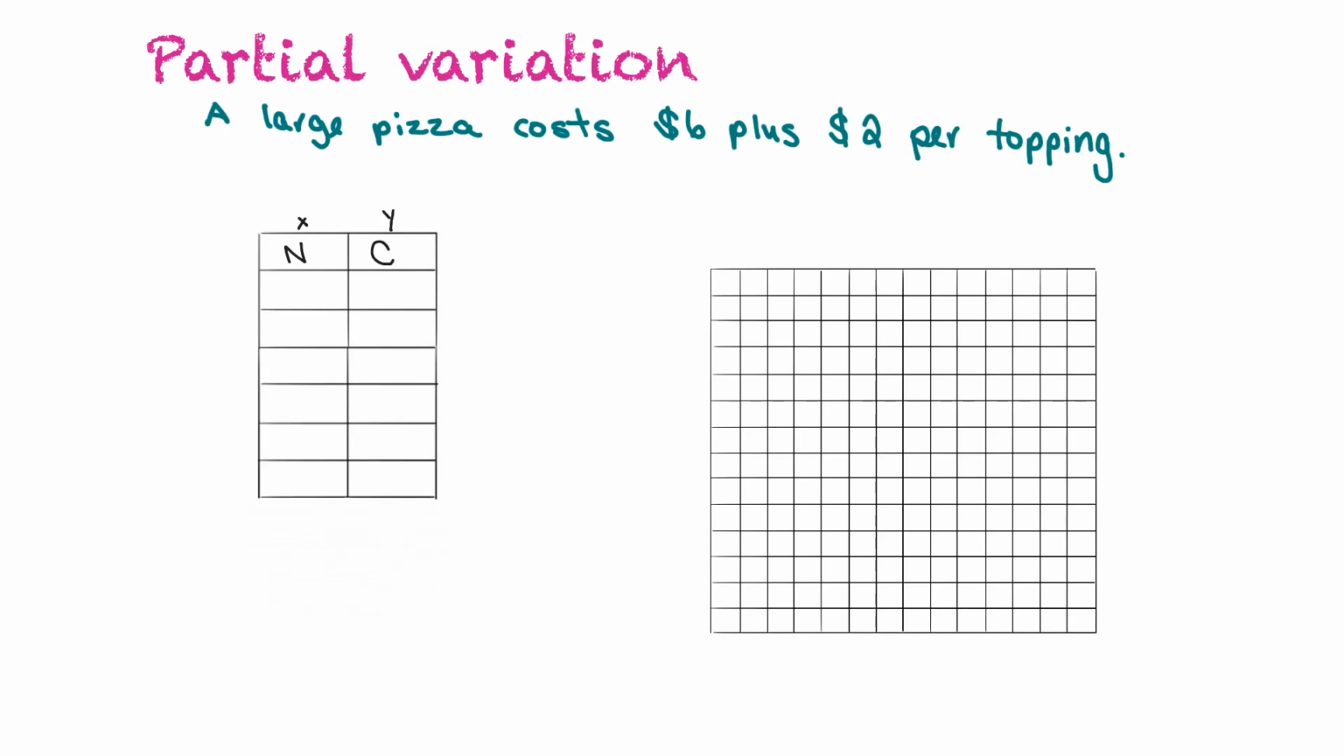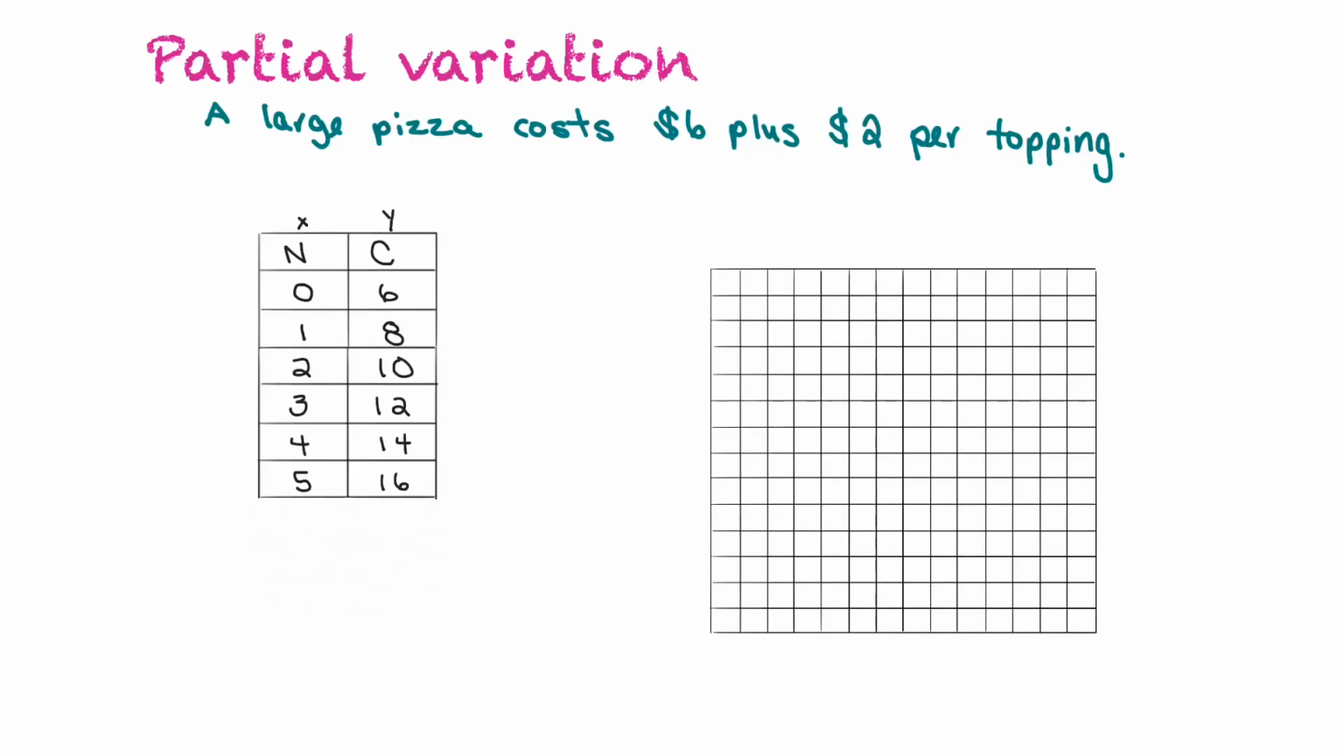So if we didn't get any toppings at all, it's going to cost $6. If I get one topping, it's going to be $2 more, so it'll cost $8. If I get 2 toppings, it'll cost another $2, so $10. 3 will cost $12. 4 will cost $14. And 5 will cost $16. So now we'll put that onto our graph.